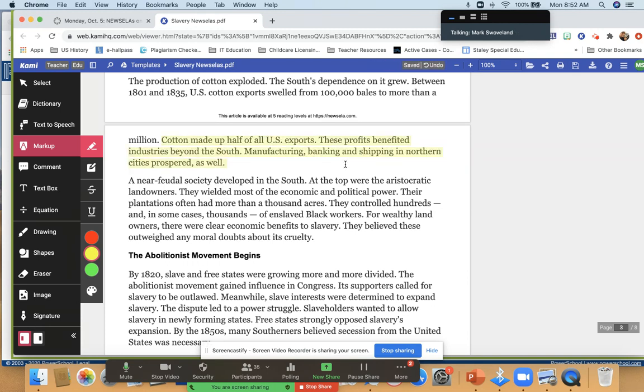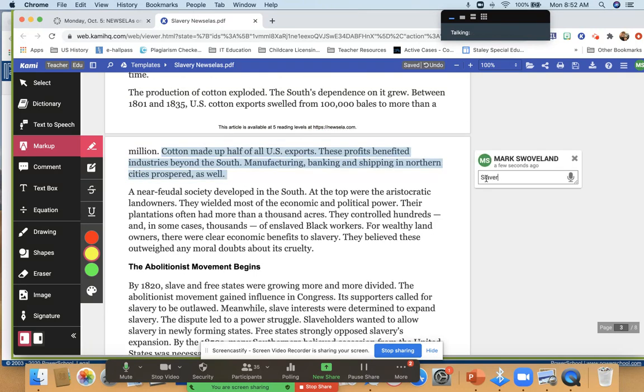Okay, so this is a really important point, right? The whole point of this article is to tell us that slavery really had a large impact not only on the southern plantations, but really on the entire United States. It really impacted how the United States developed, okay? So let's go ahead and put a comment in here. And I'm just going to say, slavery impacted not only the southern plantations, but all of the U.S. benefited from its economic prosperity.